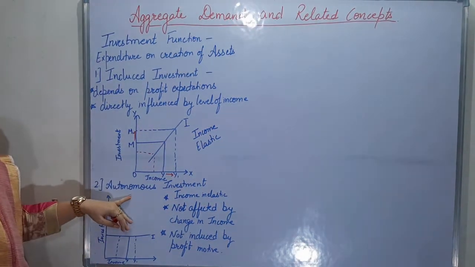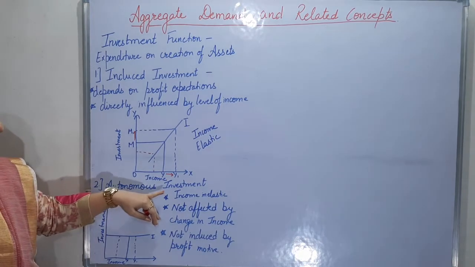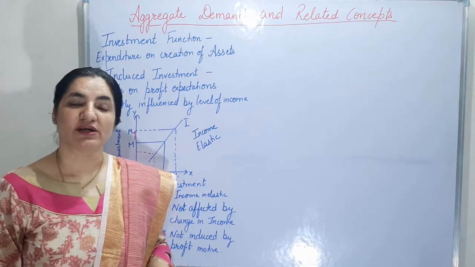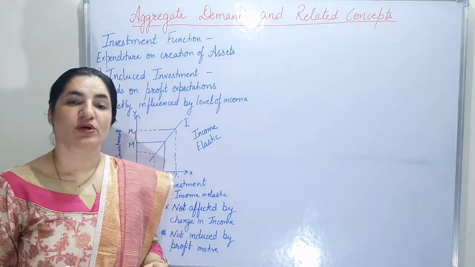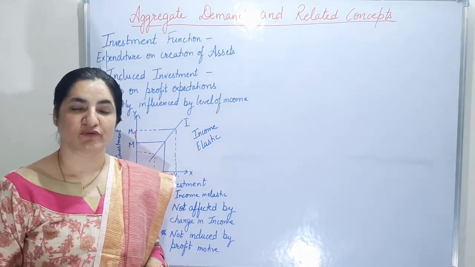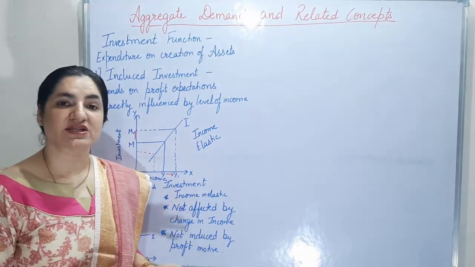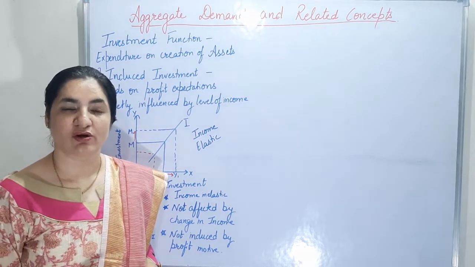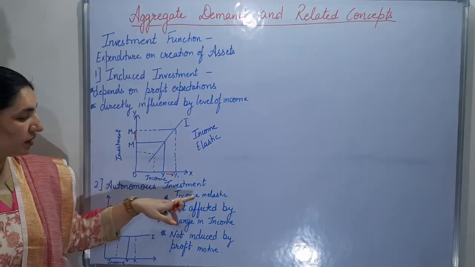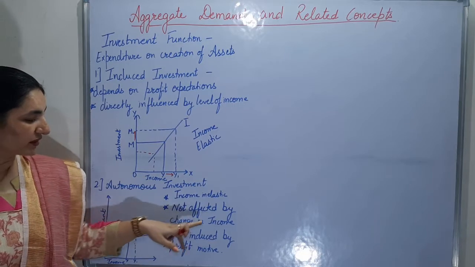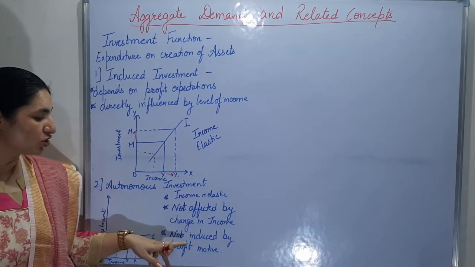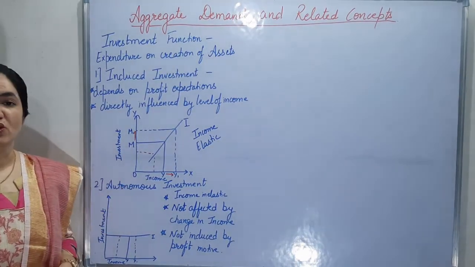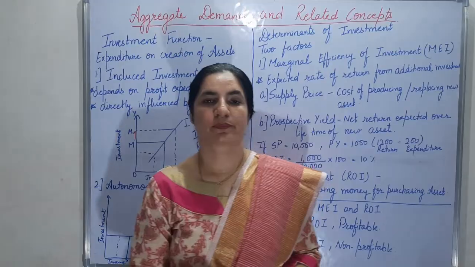The second part of investment is autonomous investment. Autonomous investment means investment which is not done for the profit motive, so it is not influenced by the profit motive. This is the reason it is generally done by the government, keeping in view the social welfare of the people. It is income inelastic. It is not affected by change in income and it is not induced by the profit motive. So these are the two categories of the investment function.